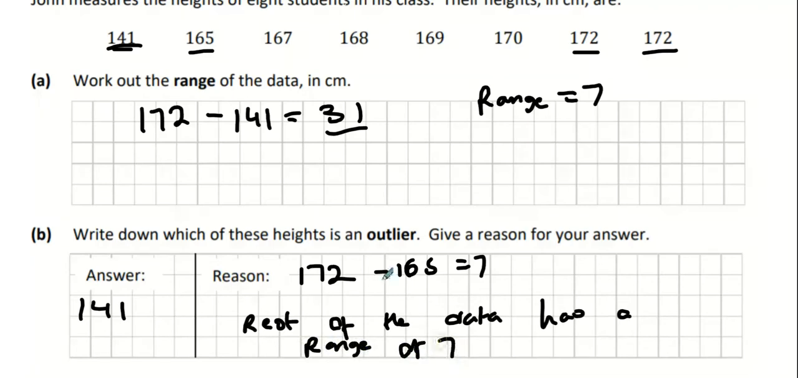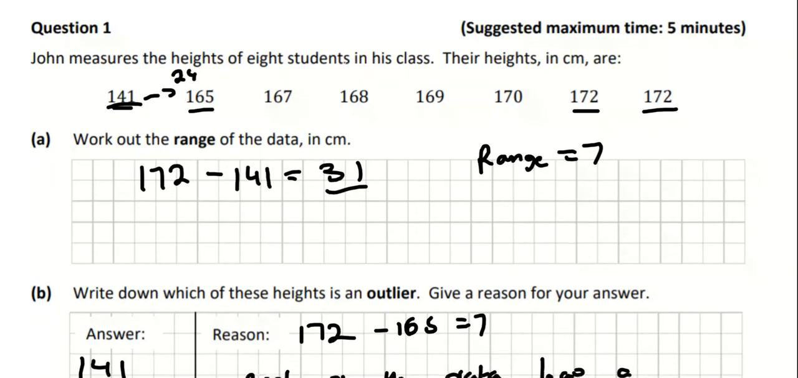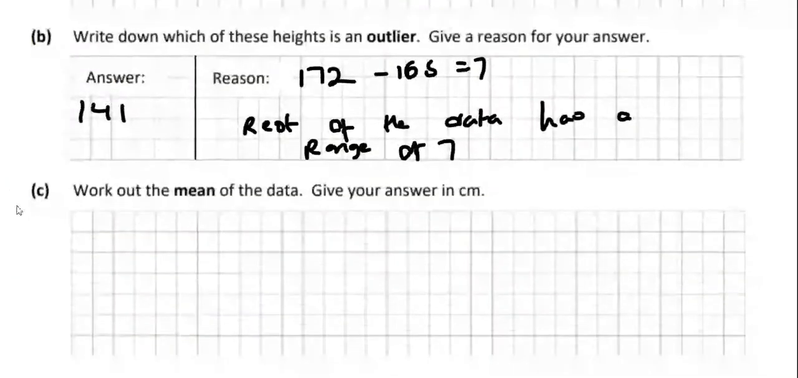You could say anything like 141 is 24 below the next nearest point, and that in turn is only 7 below the maximum value. So it's really 141 bringing down the height, so there's one short student compared to the rest of them.